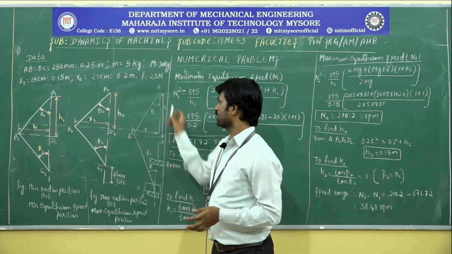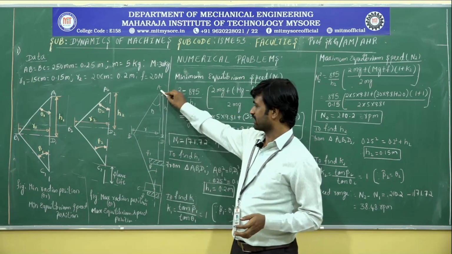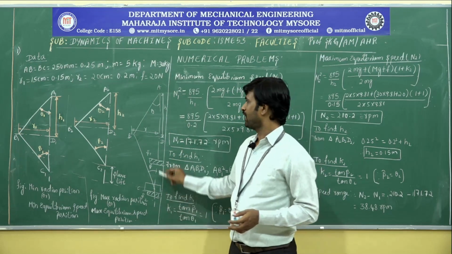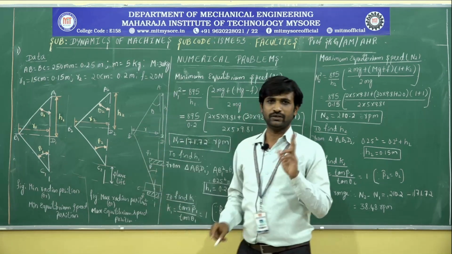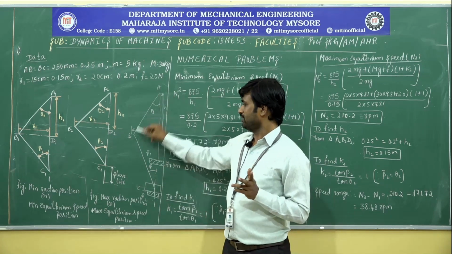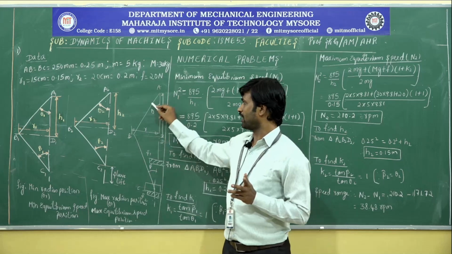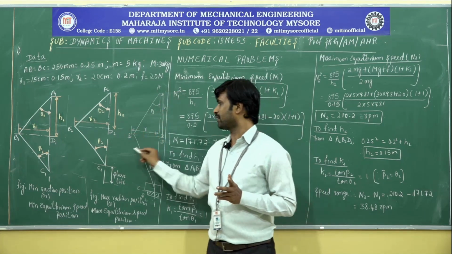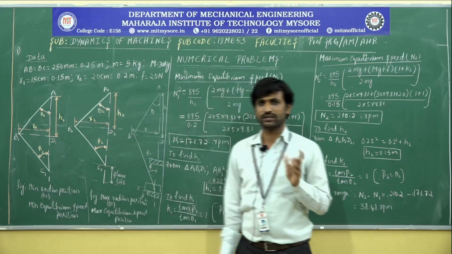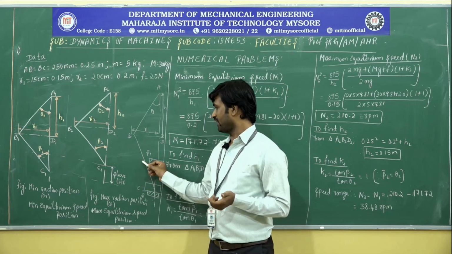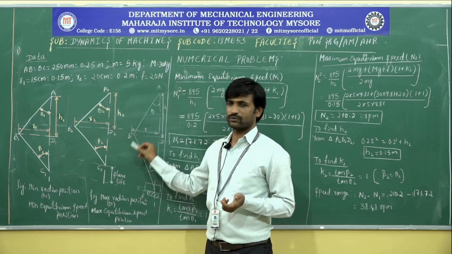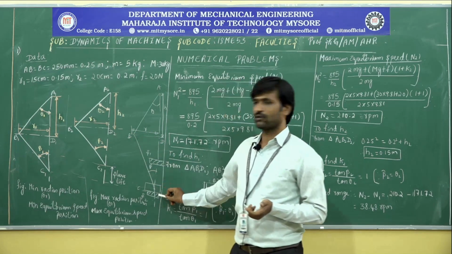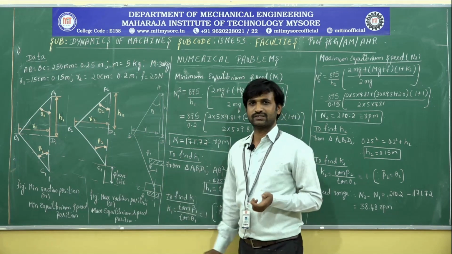So, the Porter governor, if we recall, consists of a spindle. On the spindle, we will be connecting two upper arms and two lower arms. One end of the upper arm will be connected to the spindle axis and the other end of the upper arm will be connected to the governor ball, and one end of the lower arm will be connected to the governor ball and the other end of the lower arm will be connected to the sleeve.